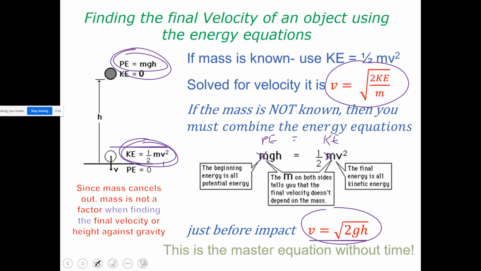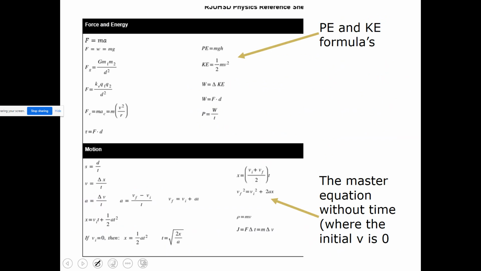Just to pause about our equations, you have a formula sheet. And if you don't have it printed out, I would print it out. Let's take a look at where these formulas are on the formula sheet. Up here in the force and energy section, you have the energy equations. PE is equal to mgh, KE is 1/2 mv squared. That's where you'll find it on your formula sheet.